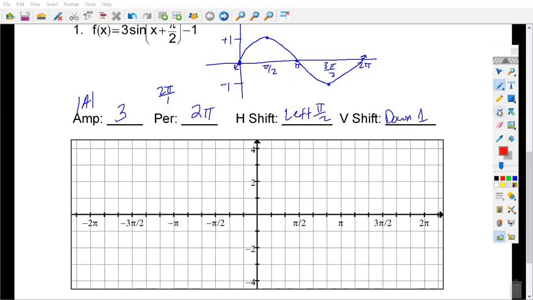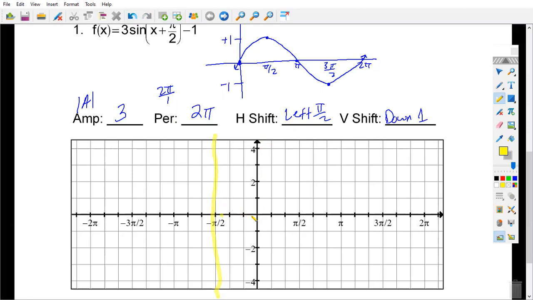So the first thing that I'm going to do is highlight where I'm going to be starting, and that's based off of my shift. How did I shift? So I'm going to go left pi over 2, which is going to put me here at negative pi over 2. Okay, that's now where my cycle is going to start. Okay, and then my period tells me how long it's going to be. It has to be 2 pi long.